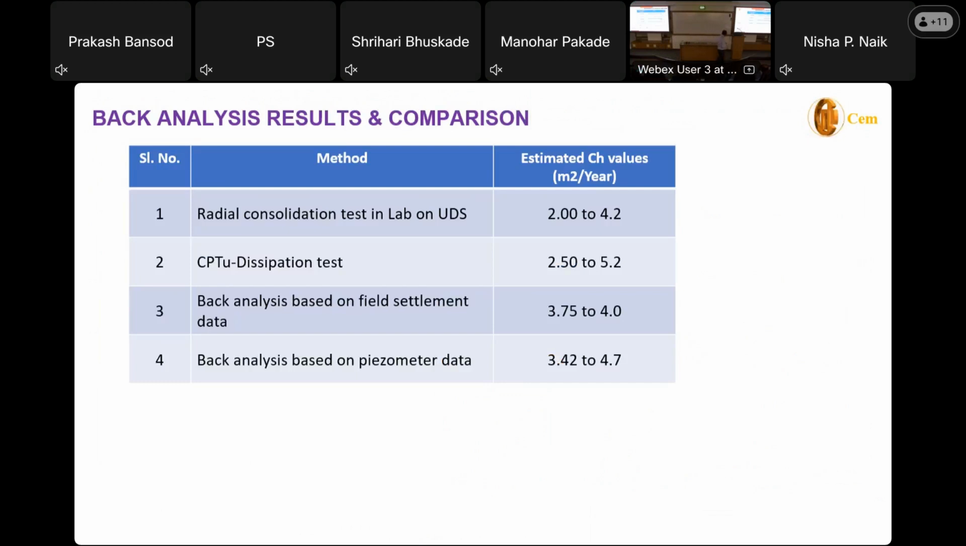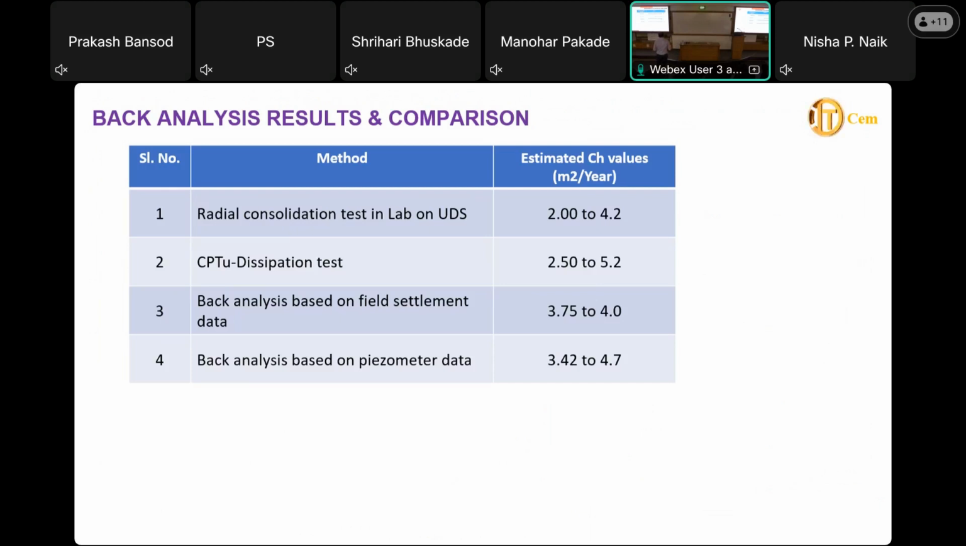With the help of this back analysis, we got these values. Radial consolidation using the lab is almost close to 2 to 4. Then CPT dissipation we got 2.5 to 5.2. Then back analysis using the field settlement data, we got 3.5 to 3.75 to 4, and with the piezometer data, we got 3.4 to 4.7. These are almost matching.